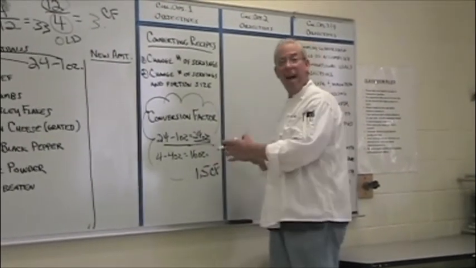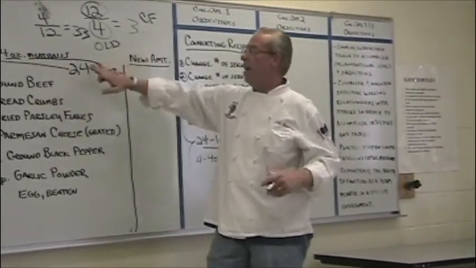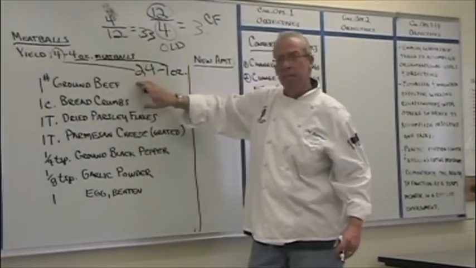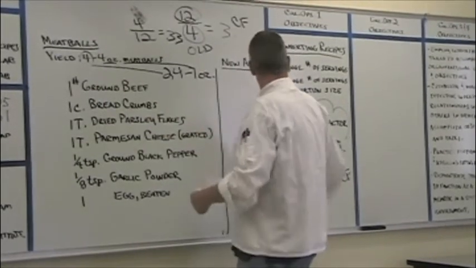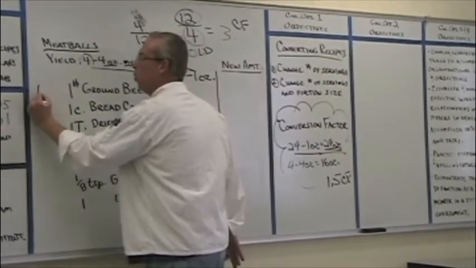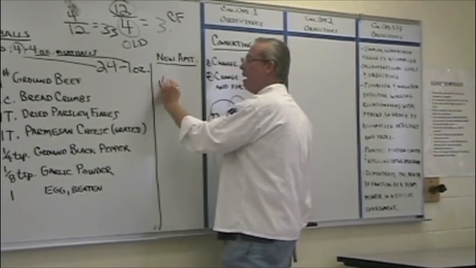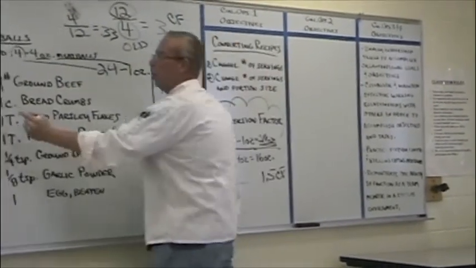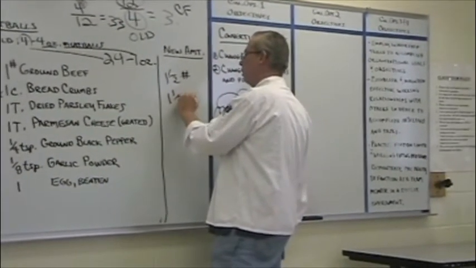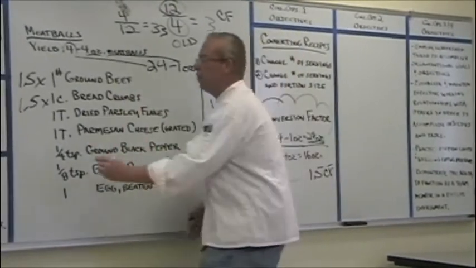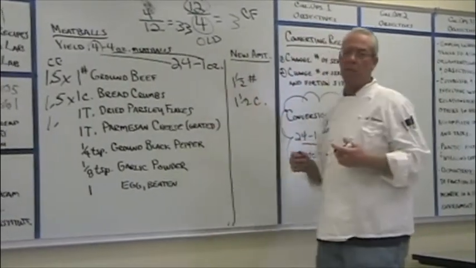So what do we do with it now? Once we get our conversion factor, we go back to the recipe. Again, we go back to the original Italian meatball recipe, and we're going to take the conversion factor times the original amount. So in this case, it's 1.5. So we take 1.5 times 1, and that would be 1.5 pounds. 1.5 times 1 cup is 1.5 cups. Okay? And so forth. Again, the conversion factor is multiplied by every amount in the recipe.